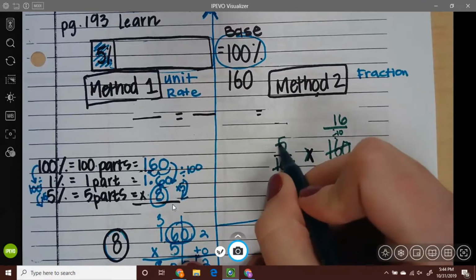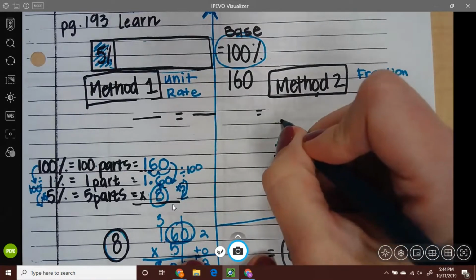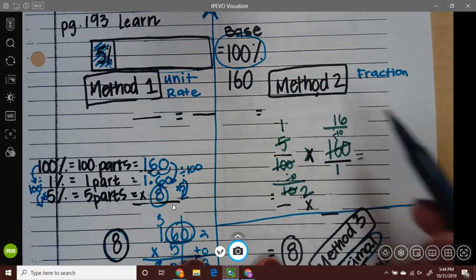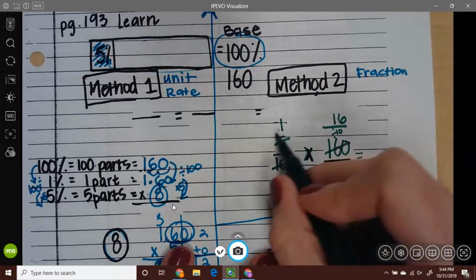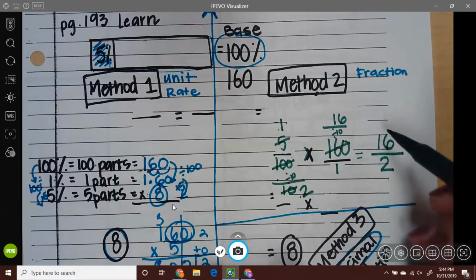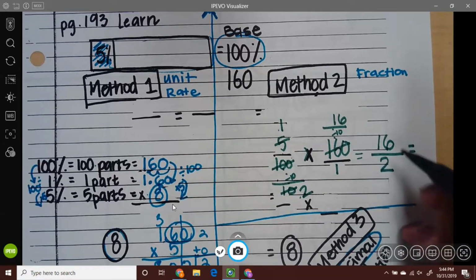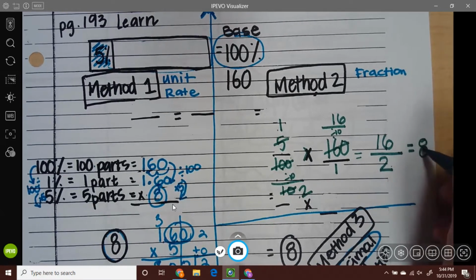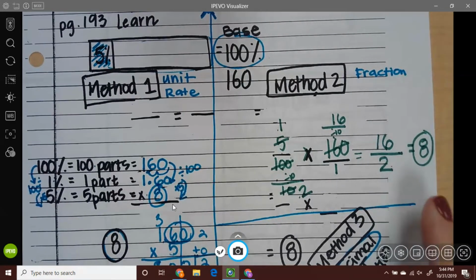And I could again divide these, but it's getting kind of big. So I'm just going to take 1 times 16 and get 16. And 2 times 1 and get 2. And then you could divide both of these by 2 again. Or you can just do the math fact because remember the fraction line means divided by. So 16 divided by 2 equals 8. So again, we get the same answer. Okay. A good way to check yourself when you're doing these problems is to do 2 different methods, and then you can check yourself.